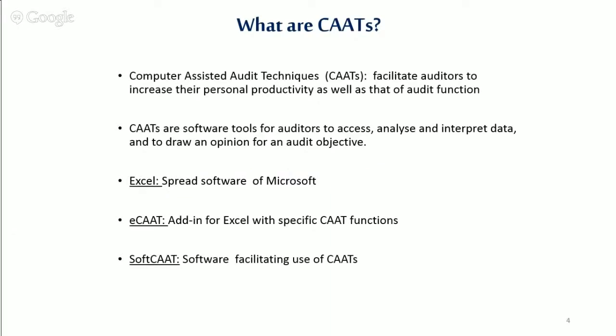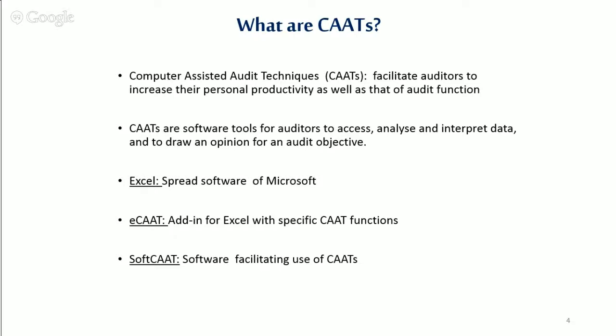CAATs refers to computer-assisted audit techniques. These are the tools and techniques which facilitate auditors to increase their personal productivity and enhance their effectiveness. CAATs can be used not only for audit, they can also be used for any type of assignment which involves analysis of data. CAATs are software tools which are used primarily by the auditors.